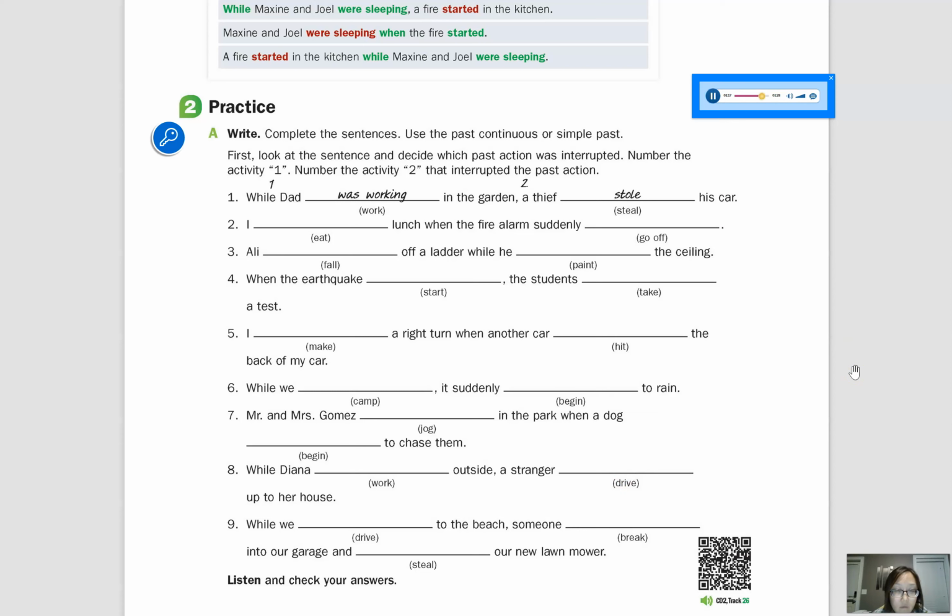9. While we were driving to the beach, someone broke into our garage and stole our new lawnmower. Okay, so while we were driving to the beach, this is the continuous activity that was already happening. So number 1, someone broke into our garage and stole our new lawnmower. This is the interruption. This is number 2.